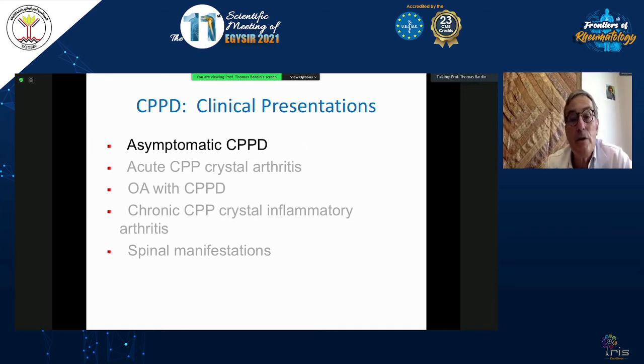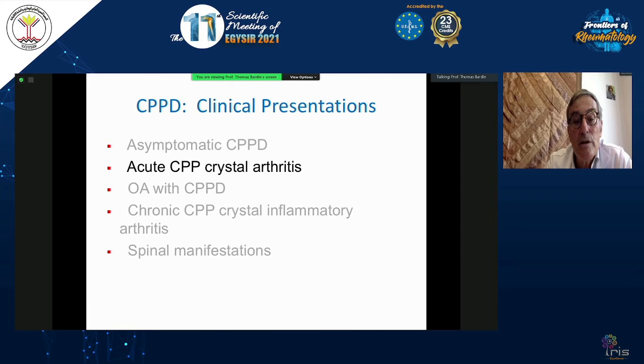Now the clinical presentations. Well, as you know, most CPPD patients have no symptoms related to their crystal deposits. It's the finding of chondrocalcinosis on an X-ray, which has been done, for example, for osteoarthritis of the knee, which allows us to say that this patient also has CPPD.